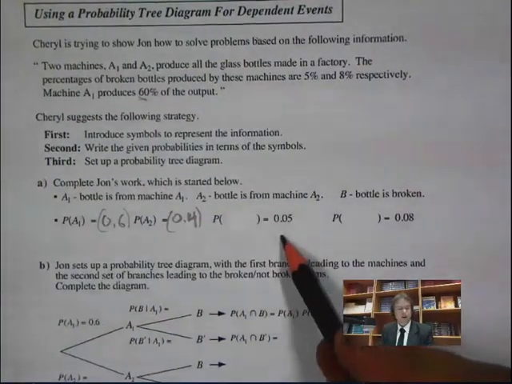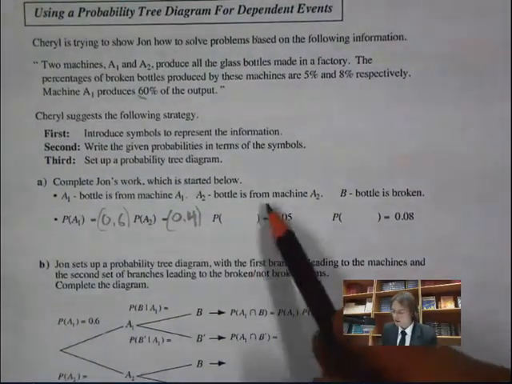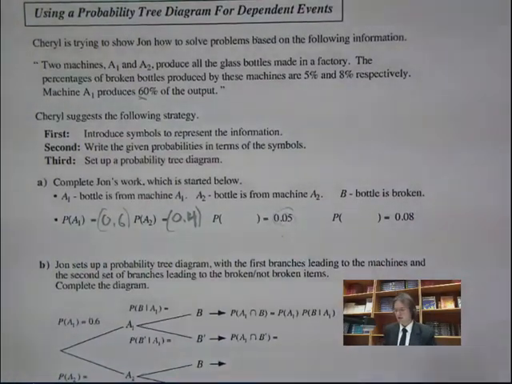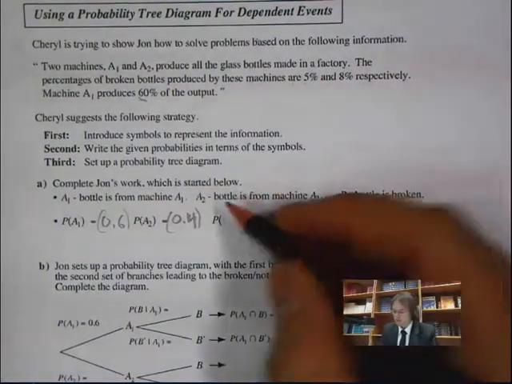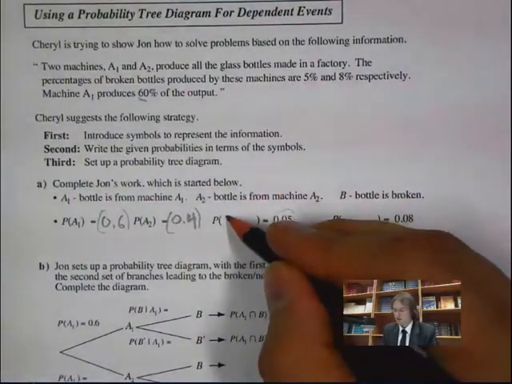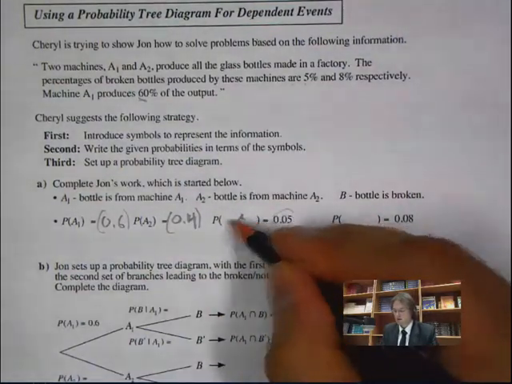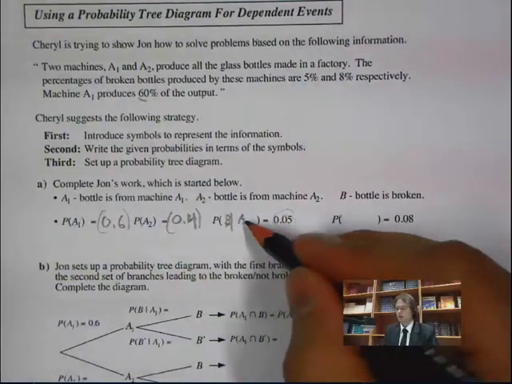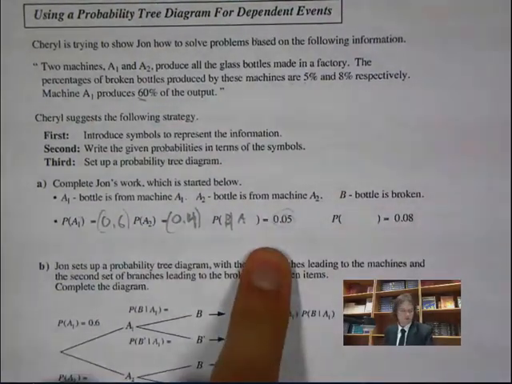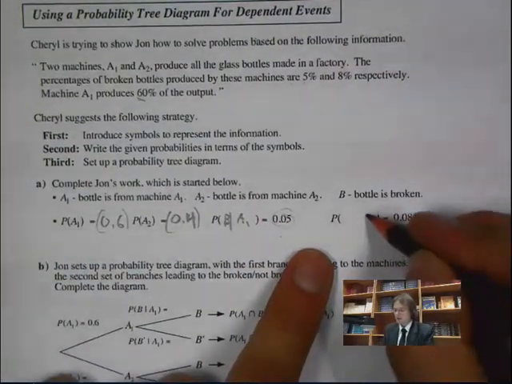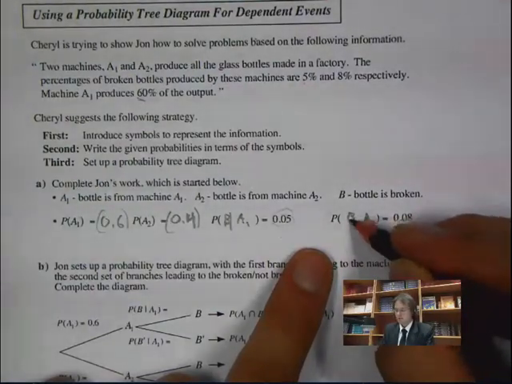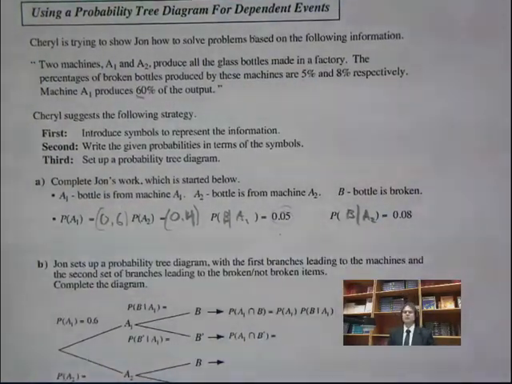Now we're looking at it, only 5% of the bottles are broken. So this is saying there's a 5% chance that the bottles that come from machine A are broken. That is the probability that it's broken given it's from machine A1. And then the probability is 8% that they're coming from machine B and they're broken. They can't be broken and then from machine A, because they break first in the machine. So which machine are they from, and are they broken?